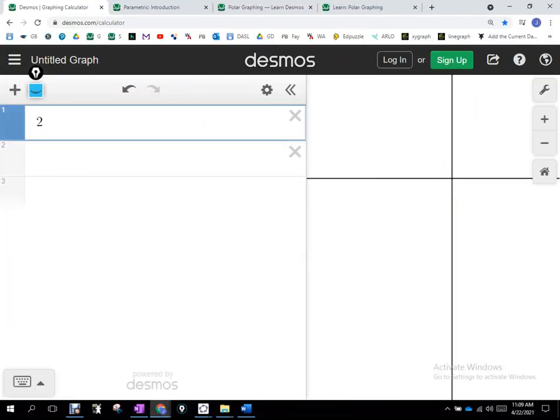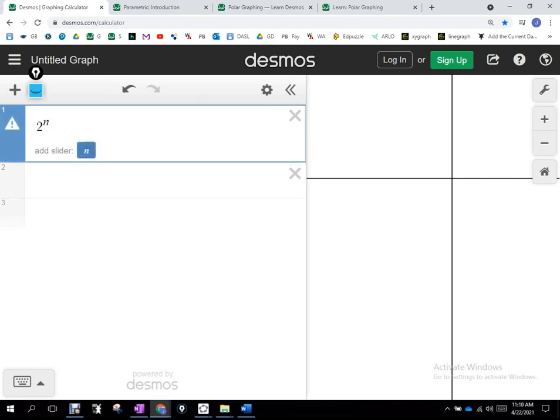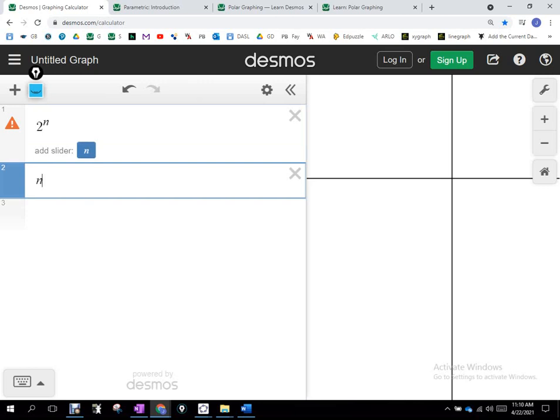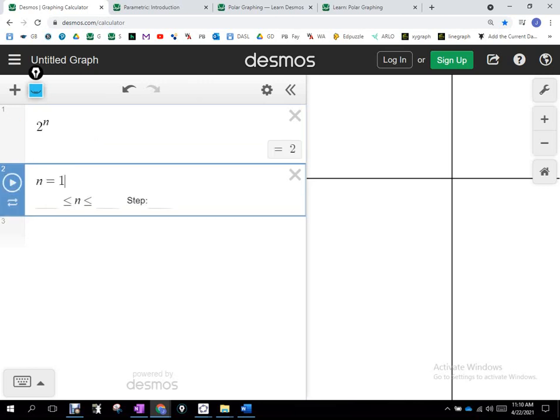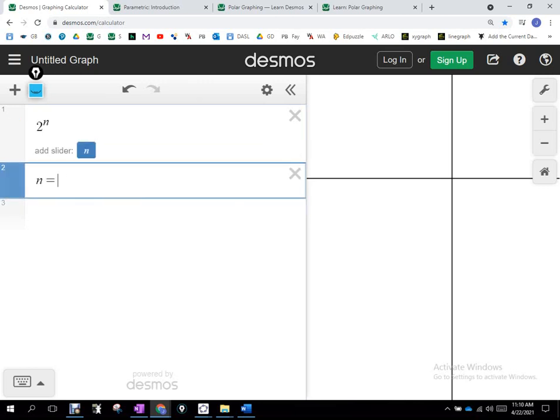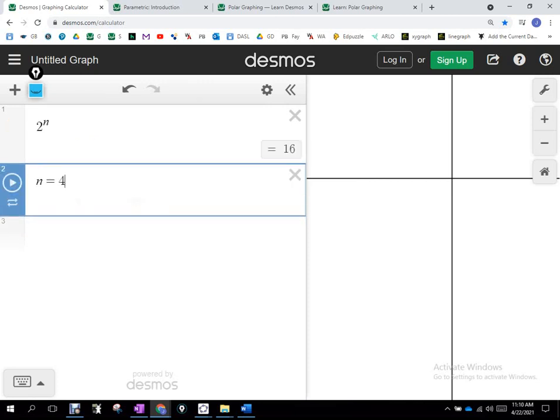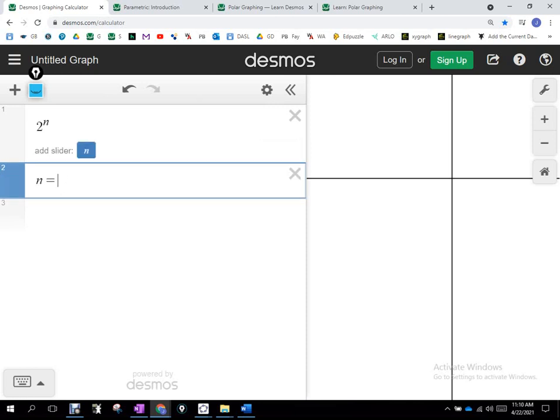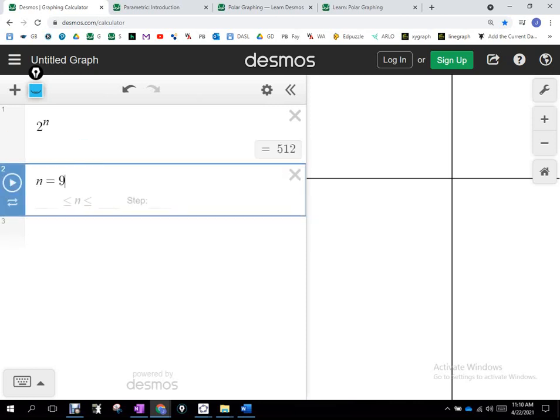If I take 2 and raise it to the n, let's let n equal 1. That gives me 2. If n is 2, it gives me 4. 3 gives me 8. 4, 16. 5, 32. 6, 64. 7, 128. 8 is that. 9 is that. 10 is 1024.